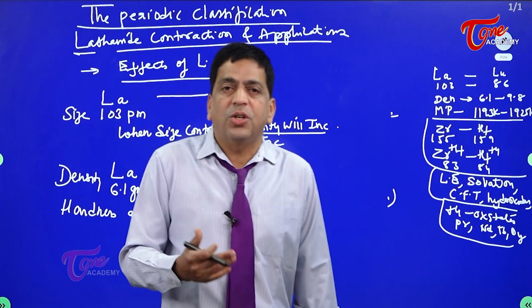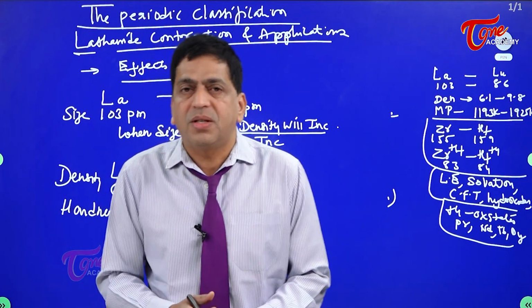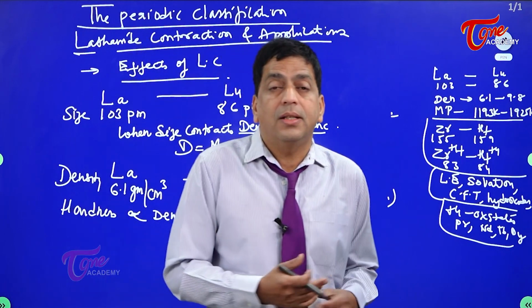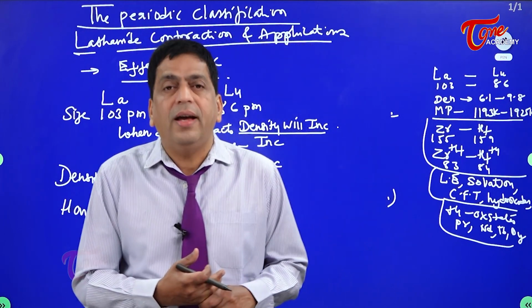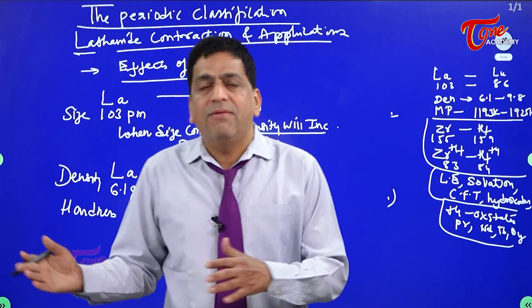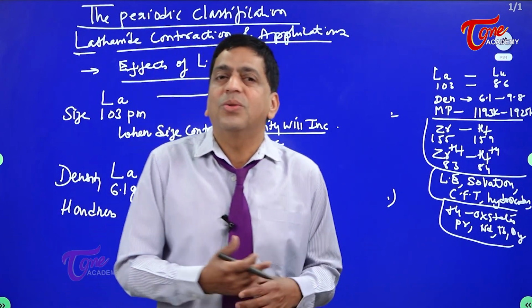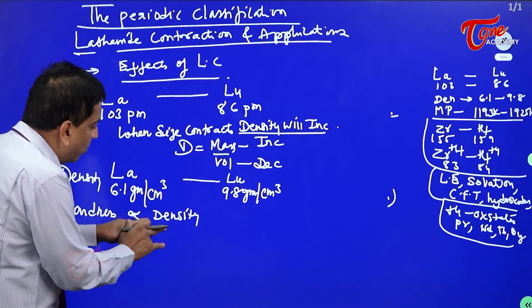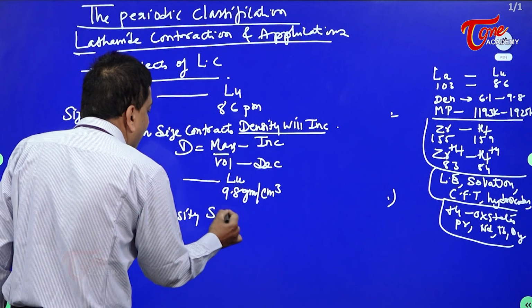Hardness is a function of density. The hardest substance is diamond. Why is it hard? Because its density is too high. So when density is increasing in lanthanides from left to right, the hardness also must increase. Hardness is directly proportional to density.